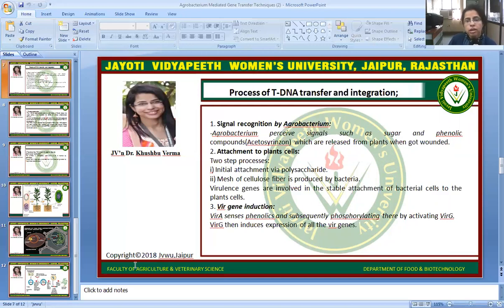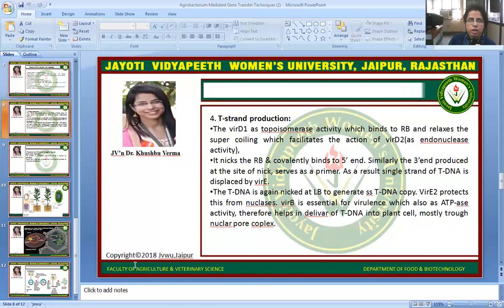Third one is Vir gene induction. VirA senses phenolics and is subsequently autophosphorylated, thereby activating VirG. The VirG region then induces expression of all the Vir genes. Last step is T-strand production. VirD1 has topoisomerase activity, which binds to the right border and relaxes the supercoiling, which facilitates the action of VirD2, which has endonuclease activity.